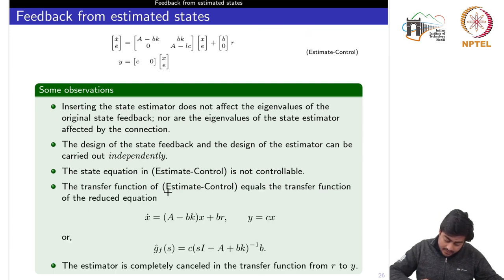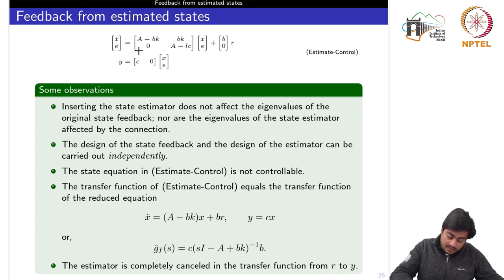Now talking about the transfer function. If we compute the transfer function of this one, it basically equals the transfer function of the reduced equation of this one, which we had already seen as G hat F, the transfer function of the feedback system. It is given by this one. As a consequence of this, the estimator is completely cancelled in the transfer function from R to Y.